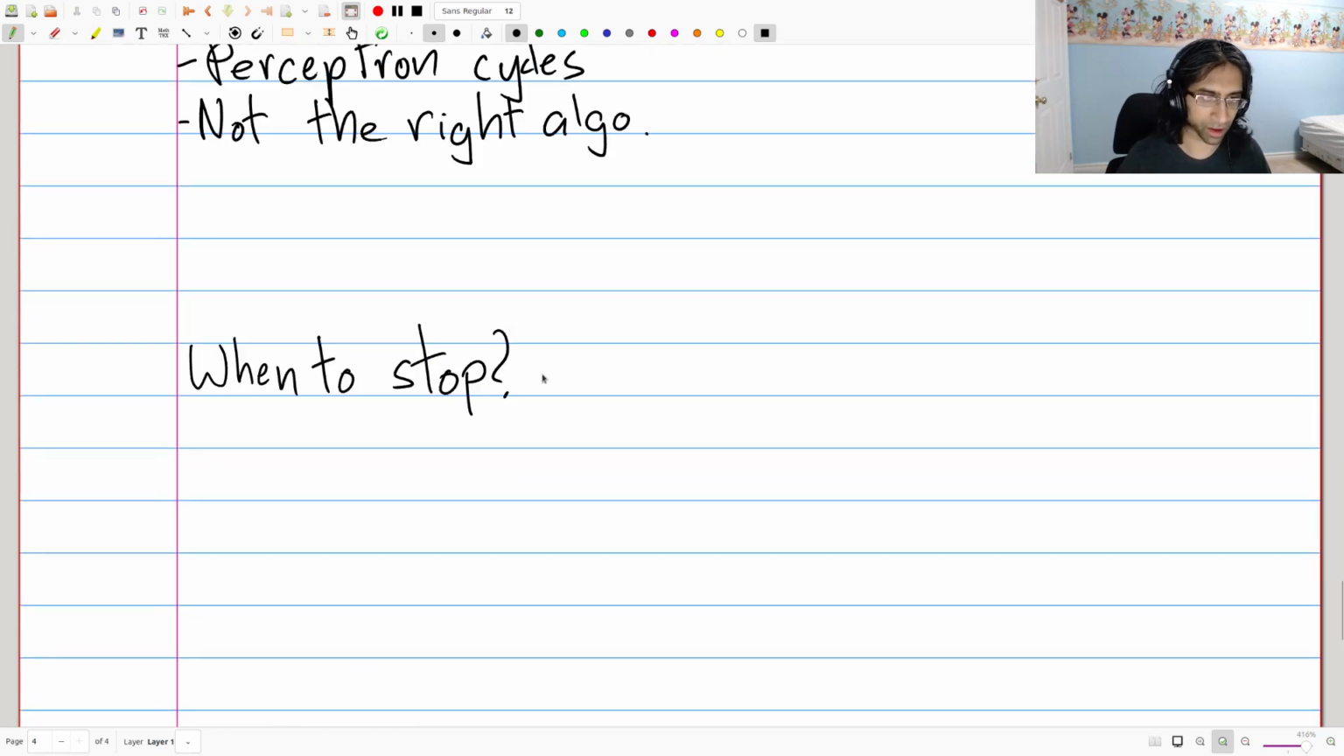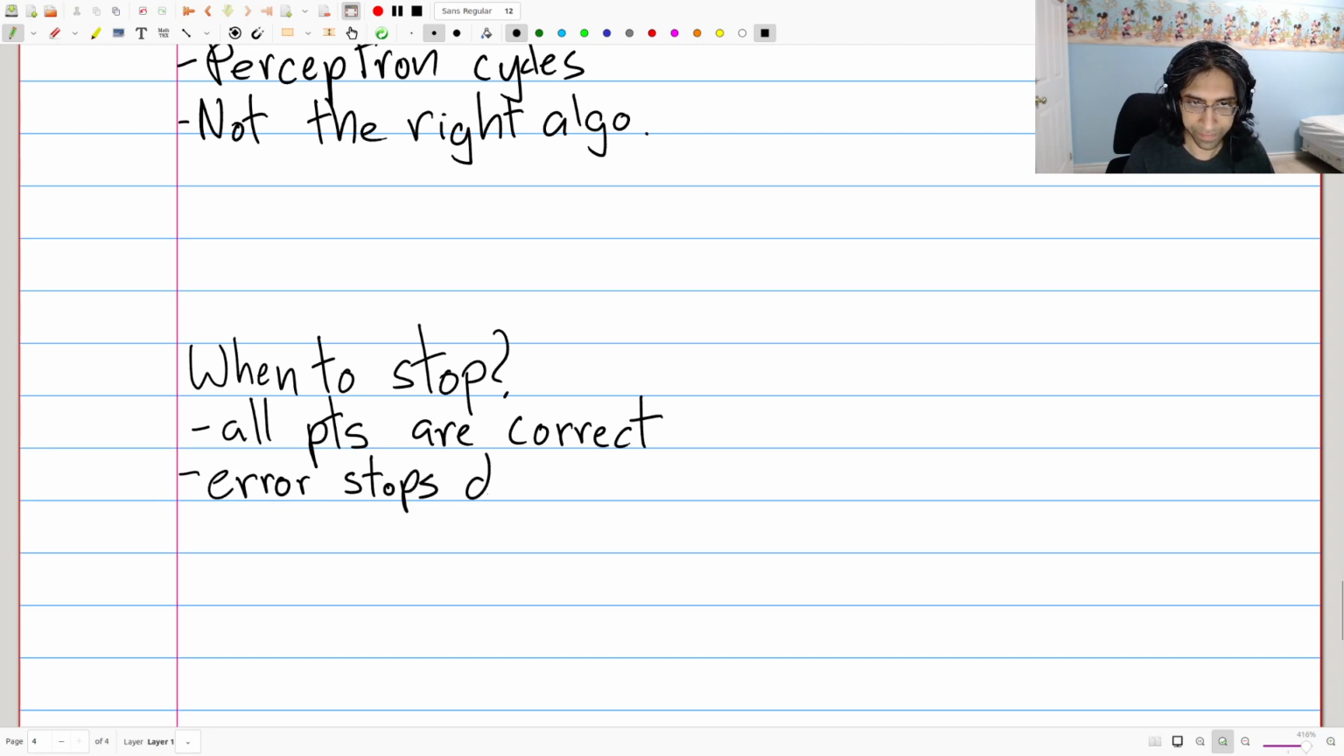Okay, then there are some questions on when to stop. So you run this for a while. When do you give up? There are many different times when you know to stop. First of all, when all points are classified correctly. That's one way, which is implicitly what we've been talking about. Another time is when error stops decreasing, which is basically the same thing, I guess. For example, if all points are correct, then the error will stop decreasing. This could be either on the training data set or a validation data set.